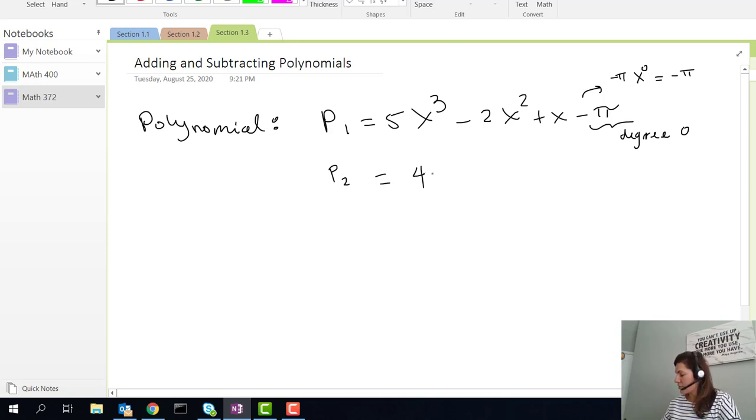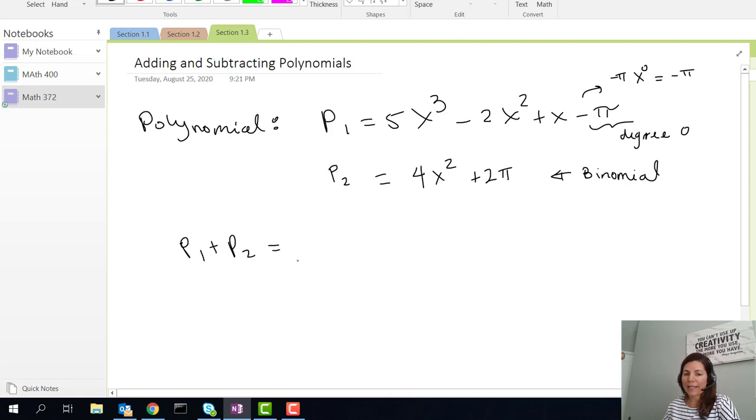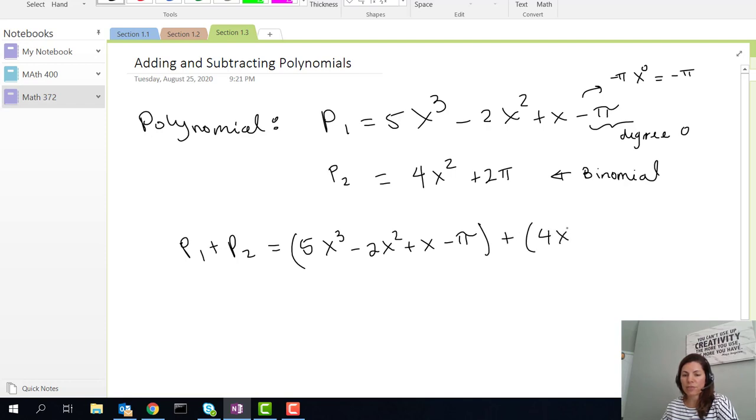Let's say we have a second polynomial, 4x squared plus 2 pi. This only has two terms, so we can call it a binomial. So binomial is when you only have two terms, monomial, one term, trinomial, three terms, and then after that, polynomial. So say I wanted to do p1 plus p2. So if I want to add these two polynomials, I'm going to have 5x cubed minus 2x squared plus x minus pi. This is p1 plus p2, which is 4x squared plus 2 pi.